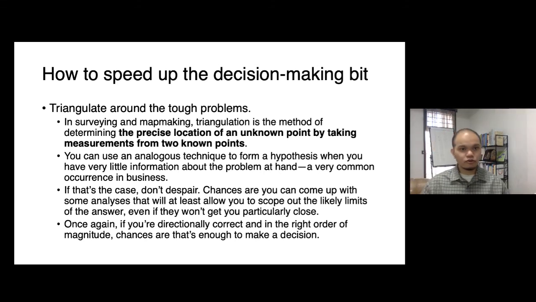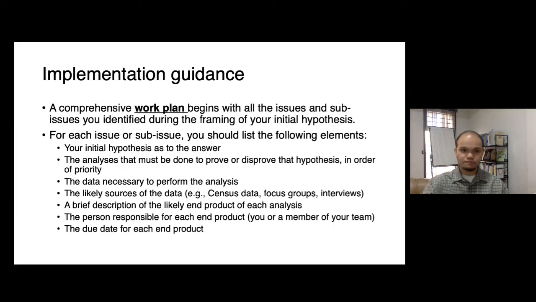Maybe it's enough for you to know what it is not, because then you can make intelligent trade-offs already. You know that it's not like this, therefore you can do other things, right? Once again, if you're directionally correct and in the right order of magnitude, chances are that's enough to make a decision. You don't need to be super accurate. You're not in the business of airplanes or space shuttles. But yeah, that should be fine either way.